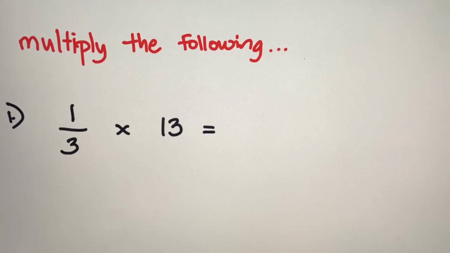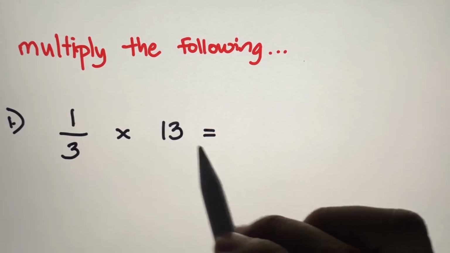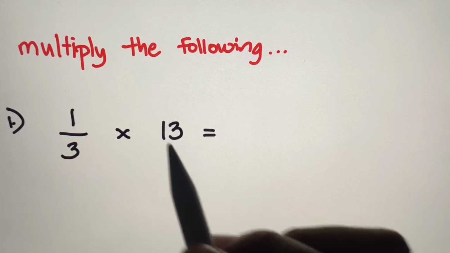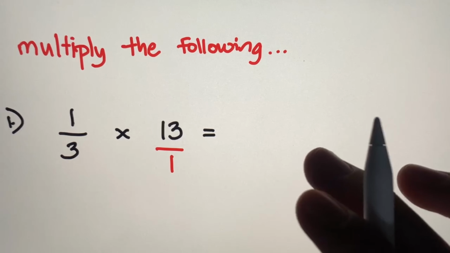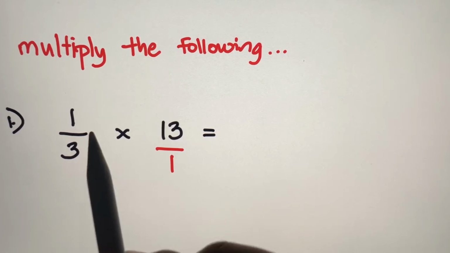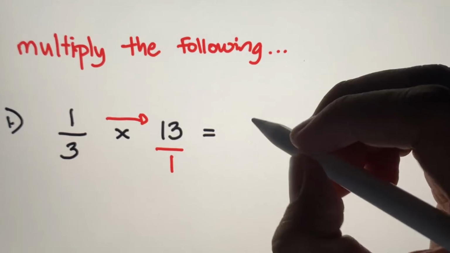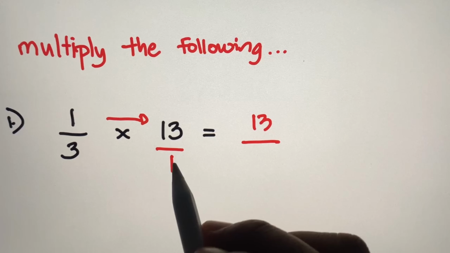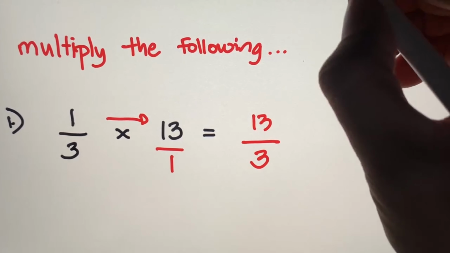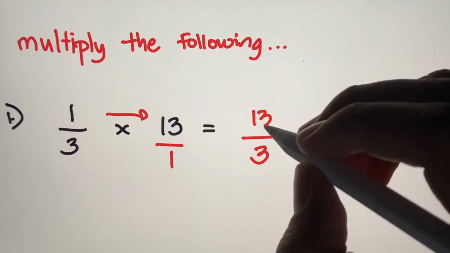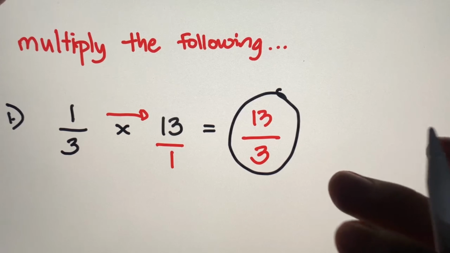So we have number 1, that would be 1 over 3 multiplied by 13. If we have a whole number in our given, it automatically has a denominator of 1. It's not presented because it's understood. So in here, we're just going to multiply numerator to numerator. That would be 1 times 13, that would be 13. And we have 3 times 1, or you can just directly copy 3 here. So in here, we have an improper fraction of 13 over 3. Both of them are prime, so this one is already in its simplest form.